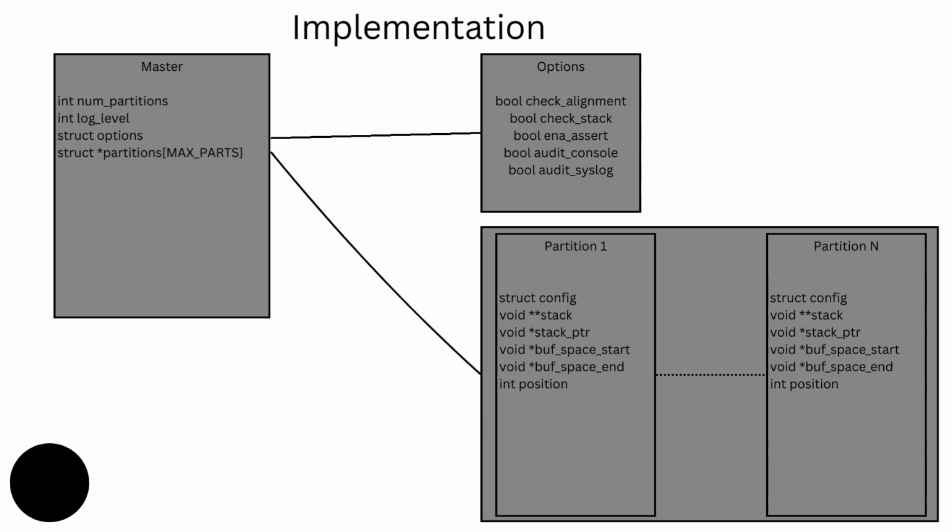Each partition has a config struct, which contains information about each partition, things like the number of buffers and the size of all of the buffers. I implemented this as a stack instead of just an array, and I've got some visuals and code later on that can show that. Like I talked about previously, the buffer space start and end, and the position within it, are going to be the same for every partition. The config struct will change. The stack pointer in this is the next available pointer.